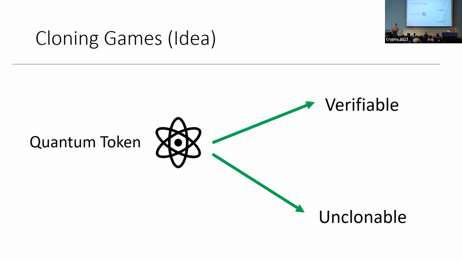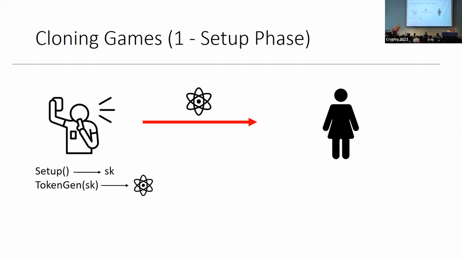Right, so what do cloning games look like? Conceptually, it captures any scenario in which we have a quantum token, meaning a quantum state, that has two properties. One is that it's verifiable. Two, it's unclonable. And it's a security game, essentially, between a referee and a cloning adversary, which consists of three parties, Alice, Bob, and Charlie.